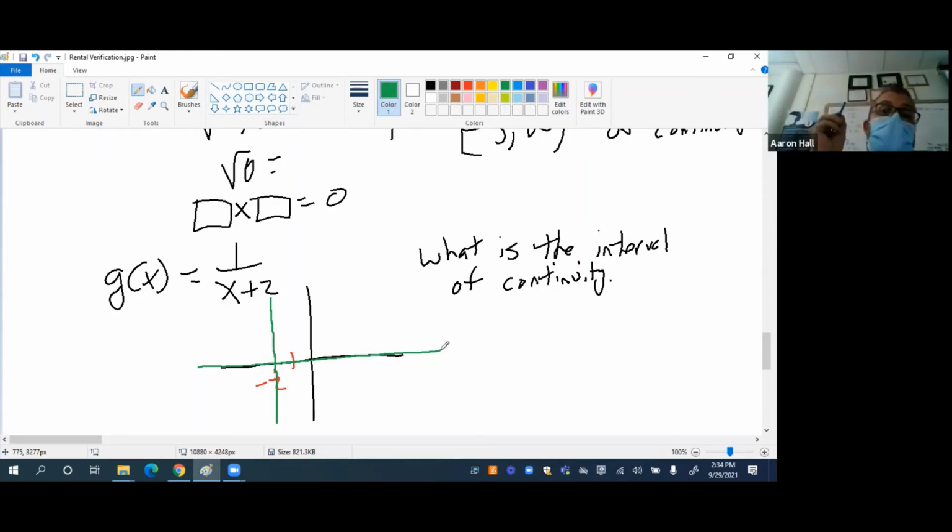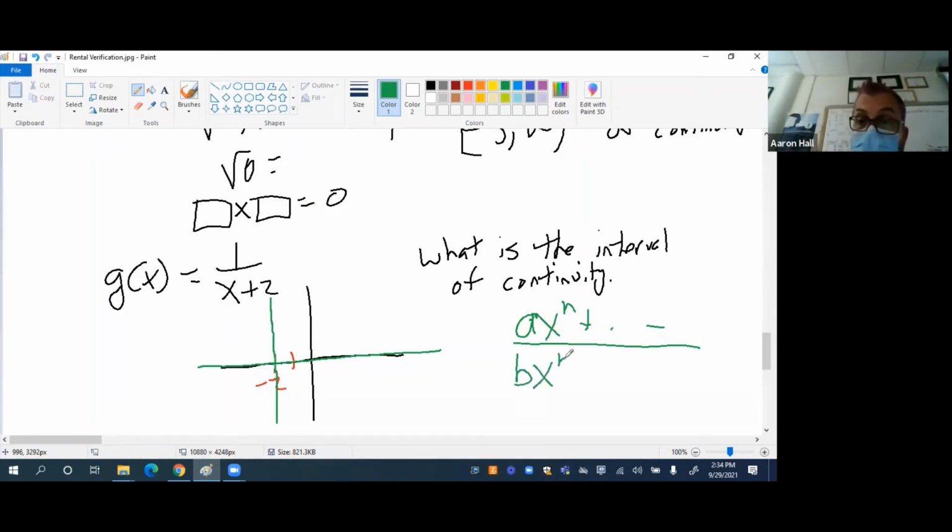Okay, so remember, all rational functions are polynomials over polynomials. So I have something like a times x to the power of n plus blah blah blah. The other stuff doesn't matter when x is really large. And then I have b times x to the power of m plus blah blah blah. The other terms don't matter. Only the leading term does, the largest term, the one that indicates the degree of that polynomial, because when x becomes large, the other values are left behind.